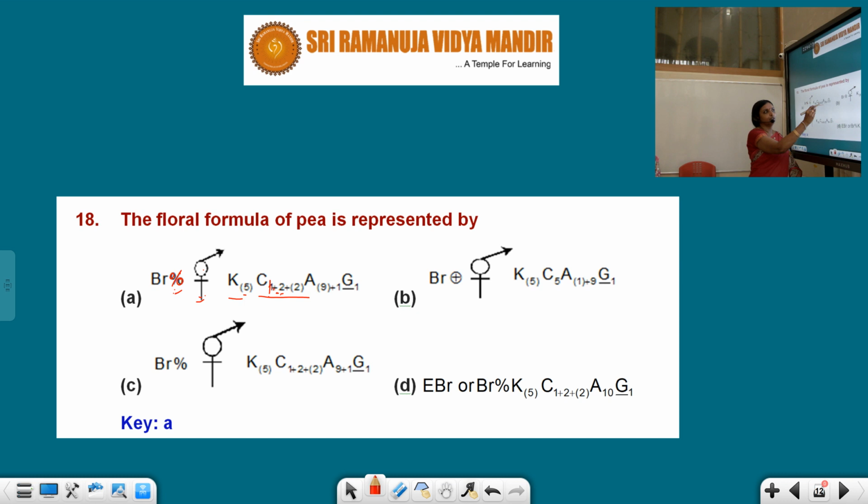So this formula is correct. Next, androecium. 10 stamens are present, and out of 10, 9 are united and 1 is separated because it is diadelphous. So 9 plus 1 arrangement, 9 united, so I enclose this 9 in the bracket, and 1 is separated. And G1, because only a single carpel is present, naturally it is monocarpellary, and if only one carpel is present, then there is no need to put it into a bracket.